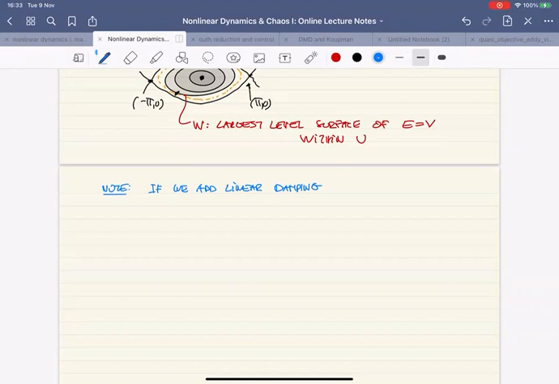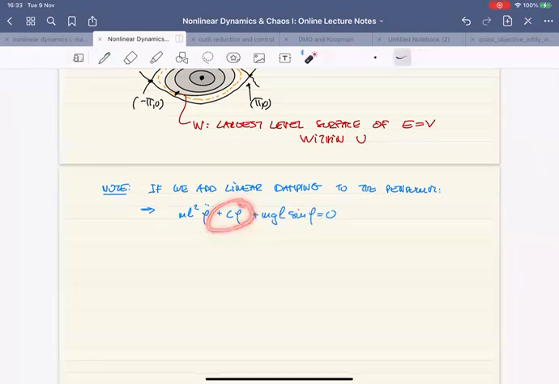So if we add linear damping to the pendulum, then that changes the equations of motion. So the equations of motion then become ml squared, which doesn't change, that's the moment of inertia, phi double dot, but then you get this c times phi dot, where c is the coefficient of damping, plus mgl times sine phi equals 0. Okay.